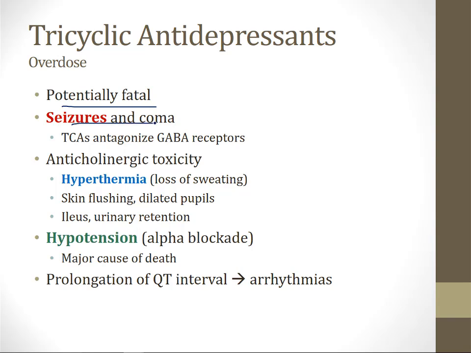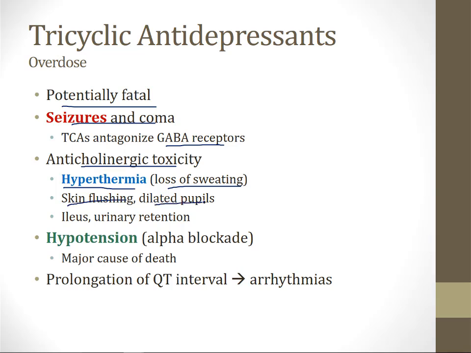That's because at high dosages, tricyclics antagonize GABA receptors in the brain. These drugs also block cholinergic receptors, so they can cause anticholinergic toxicity. So when you block cholinergic receptors, you can't sweat, and when you can't sweat, you can't dissipate heat, so you get very hot, and so hyperthermia develops, and people with anticholinergic toxicity develop a fever. When your temperature starts to go up, your body dilates the skin, so these people have skin flushing.